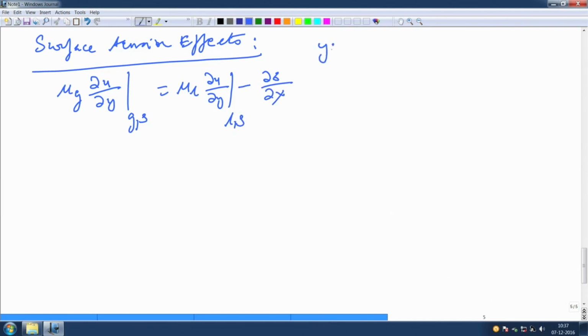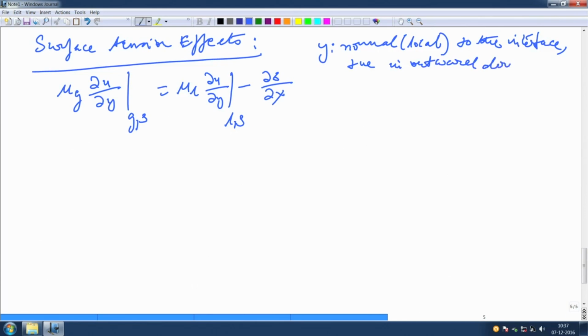Here, of course, y is basically the normal, which is a local normal to the interface, and it is positive in the outward direction. Got it? X, on the other hand, is basically the local tangent. So, this is what the equation looks like. The incorporation of surface tension results in an augmentation of the shear stress experienced by the liquid.